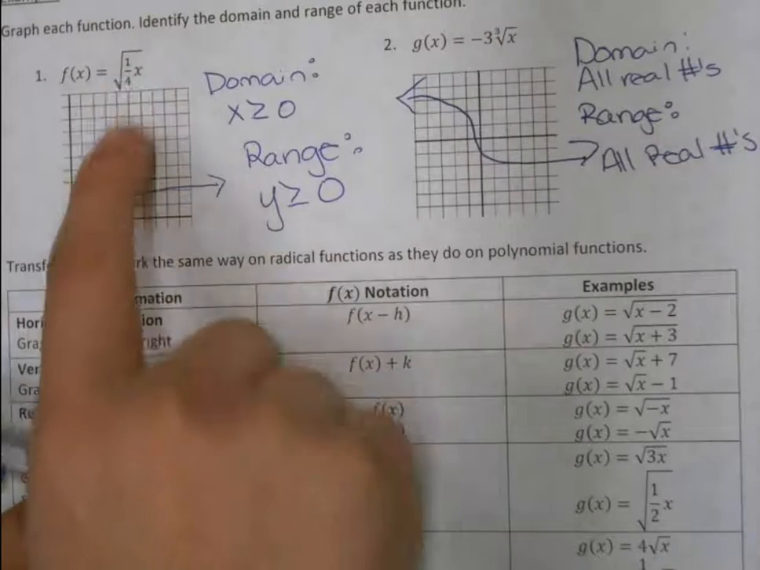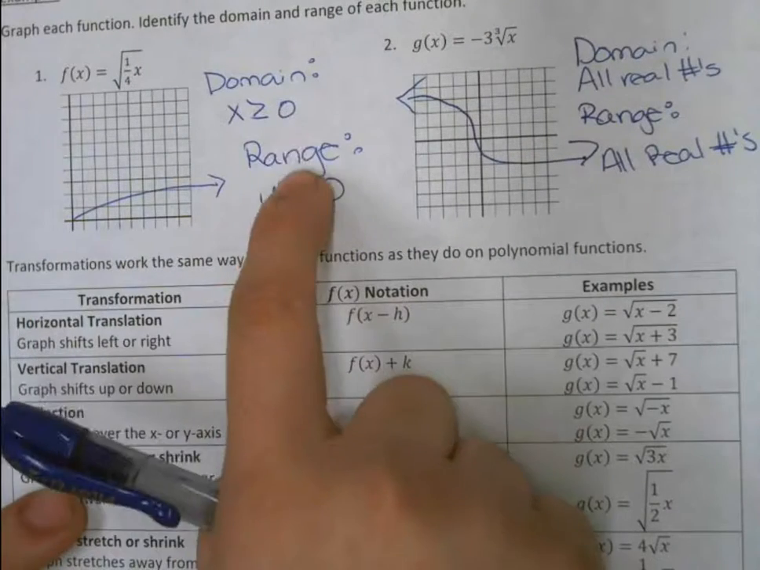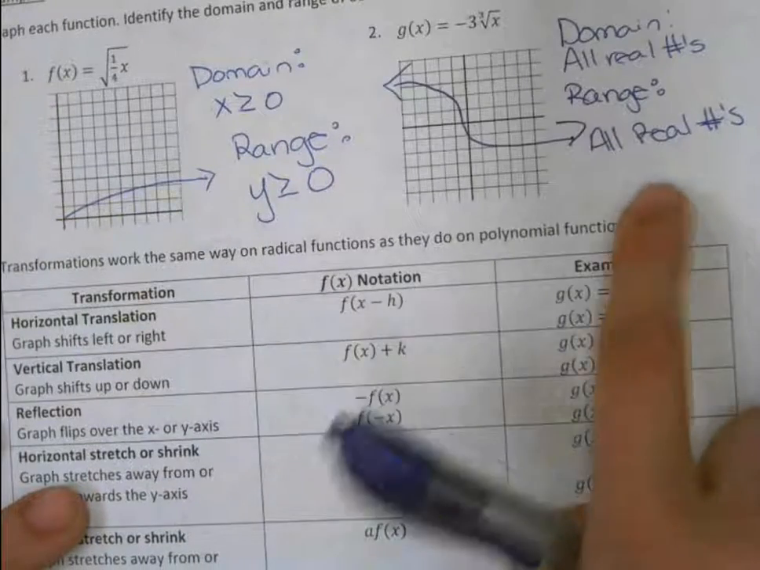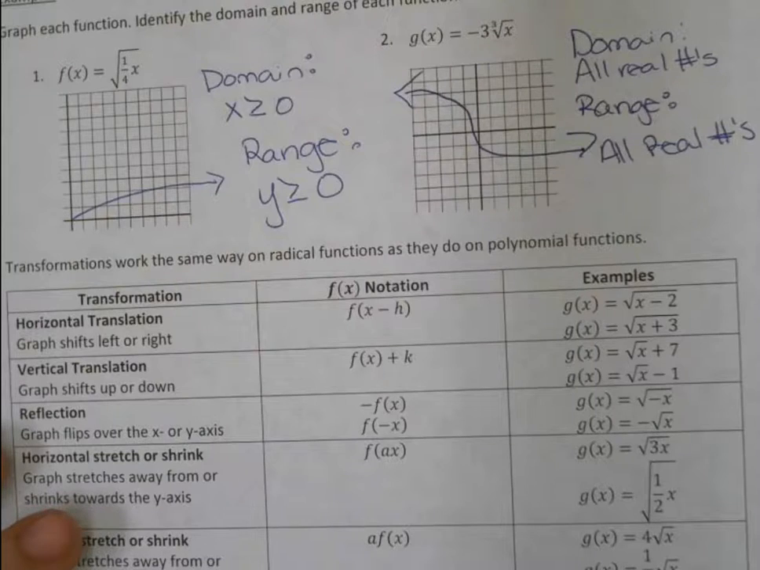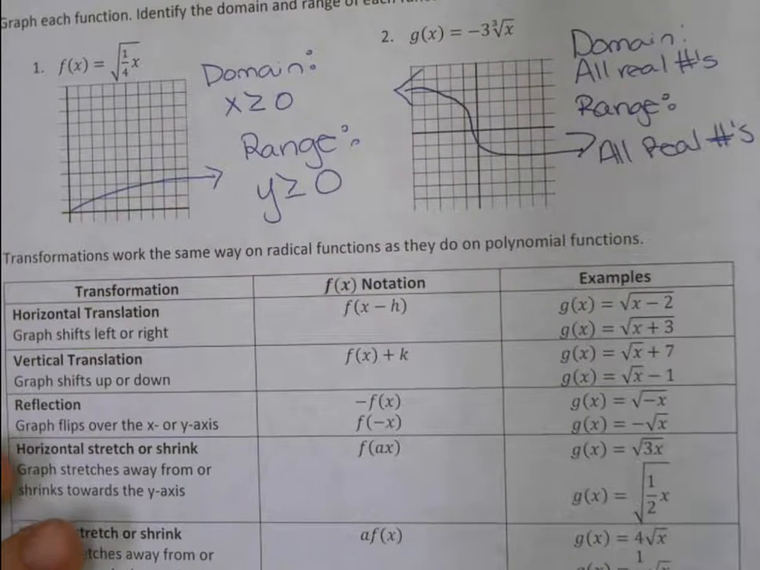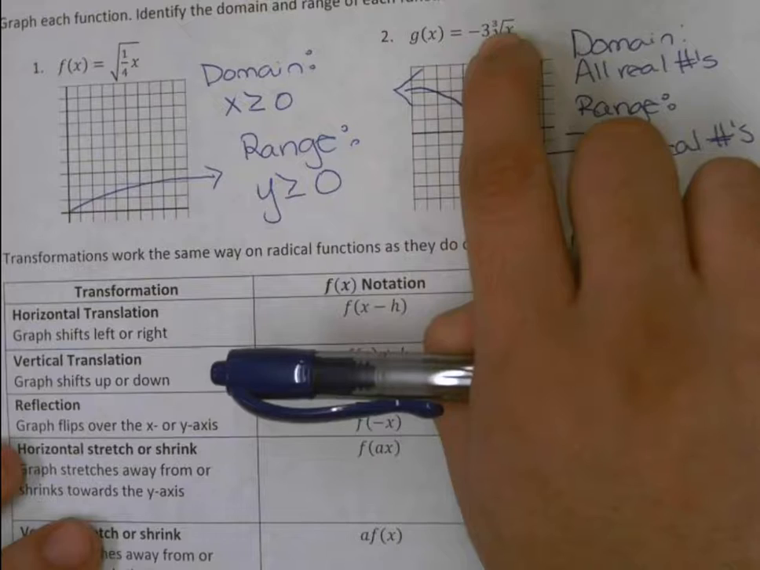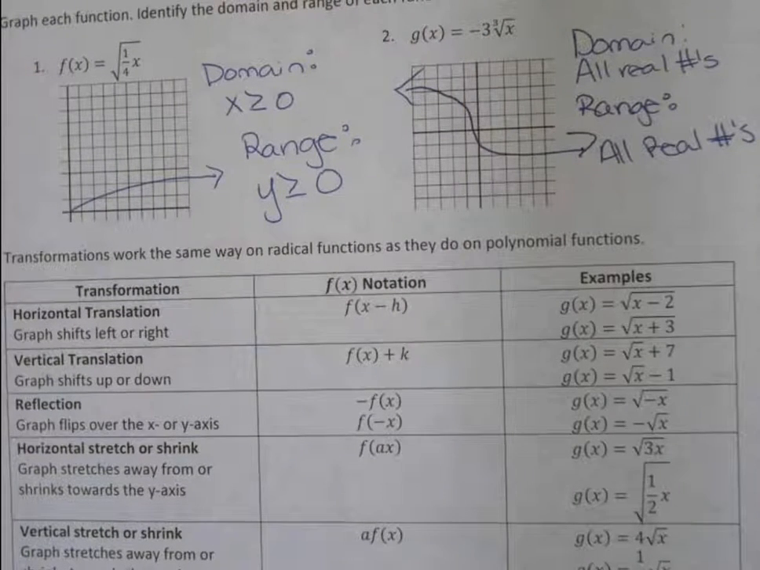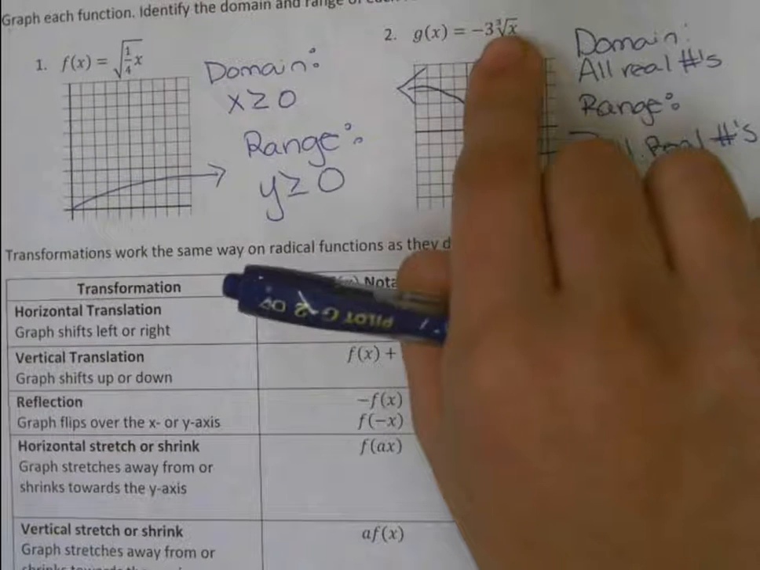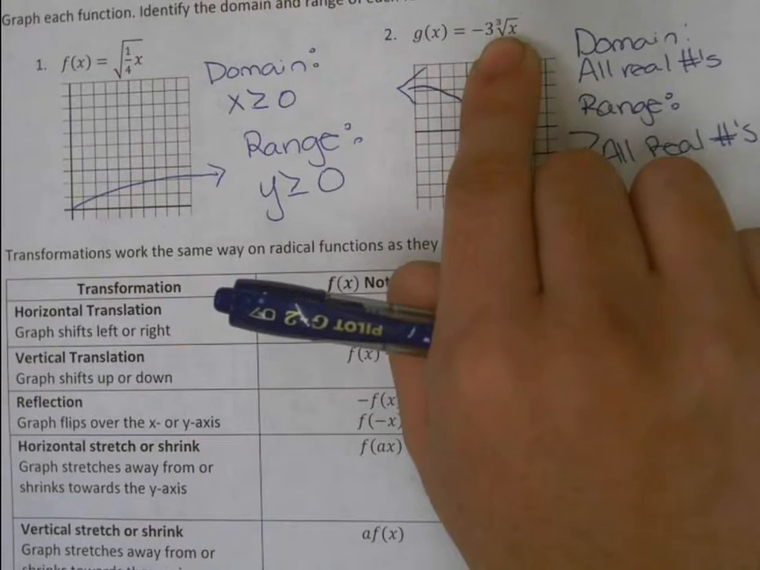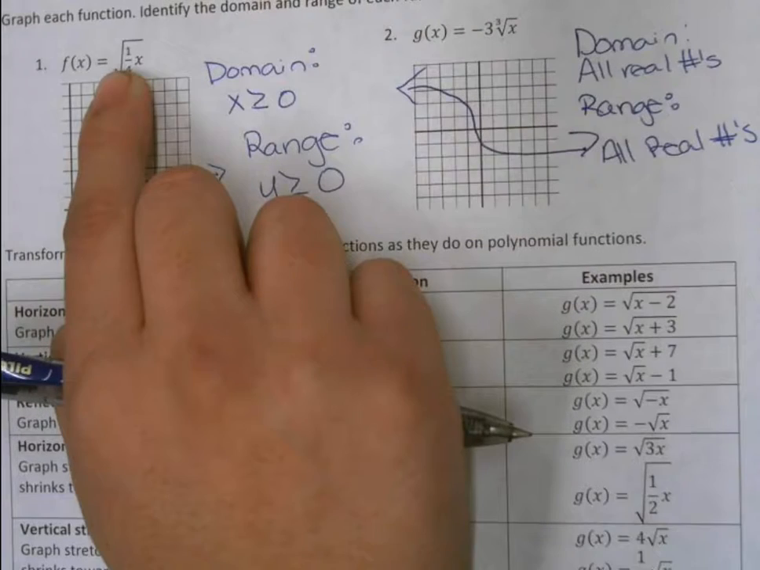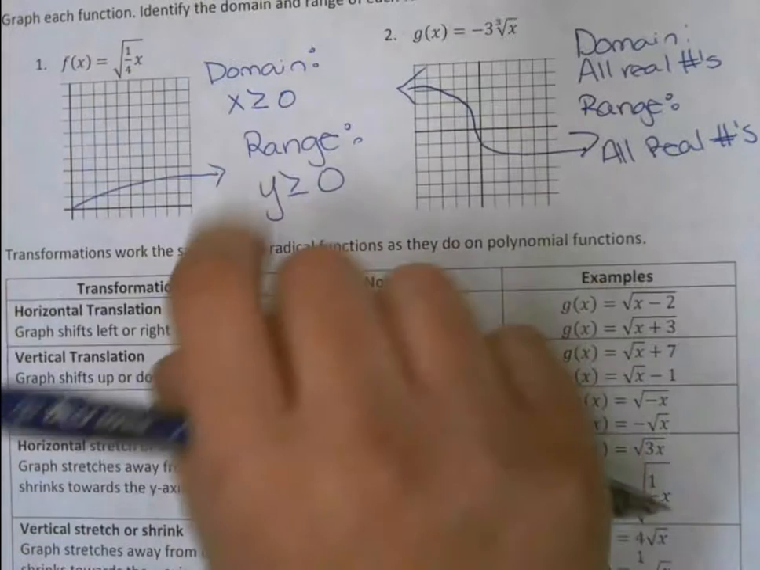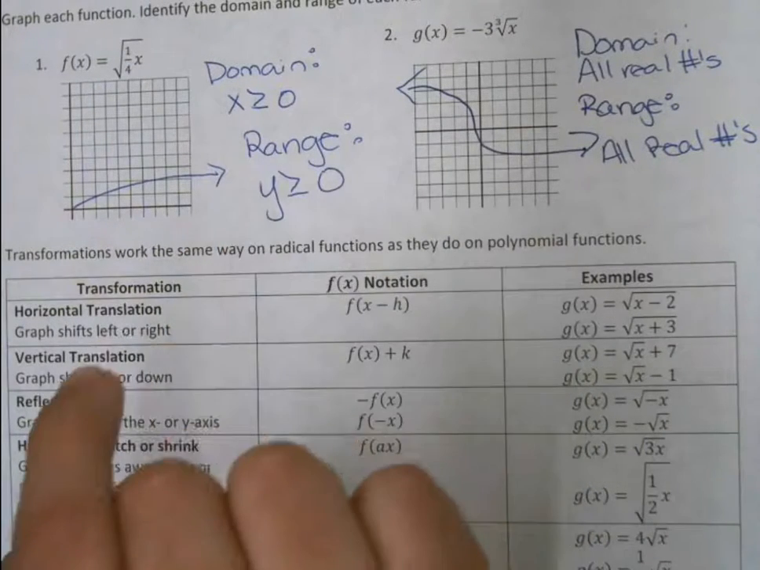So if it's 2 or 4, it's going to be something like this. If it's 3 or 5, it's going to be something like this. The little tiny numbers in front of the root. If the root, the little tiny number up here, is odd, like 3 or 5, it's going to be all real numbers for both. If the little tiny number is not there, then it's 2. And if it is there and it's a 4, then it's going to be something like this.